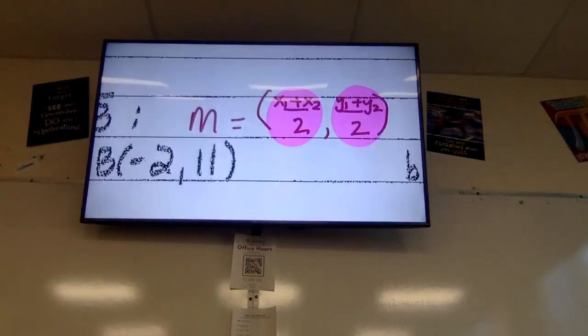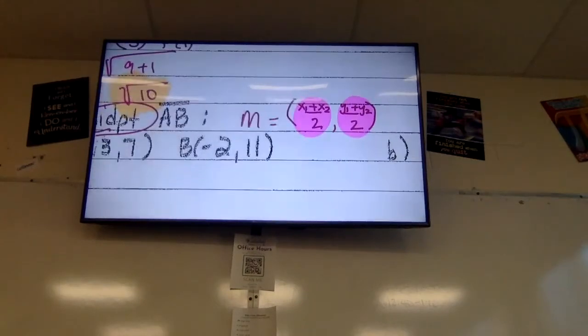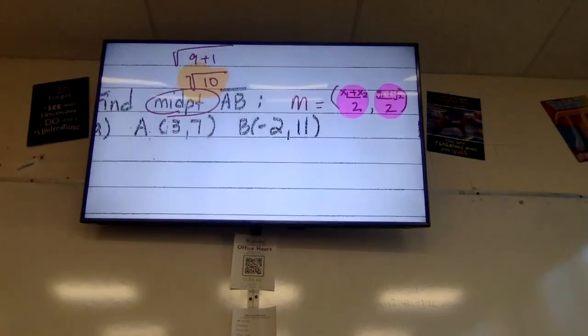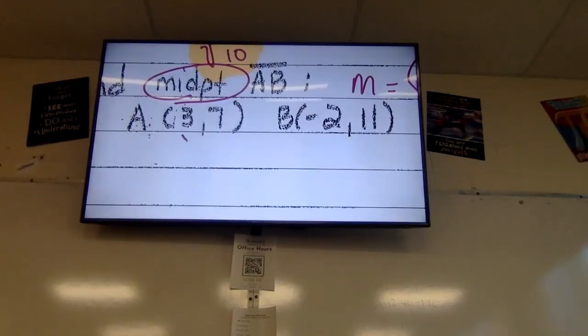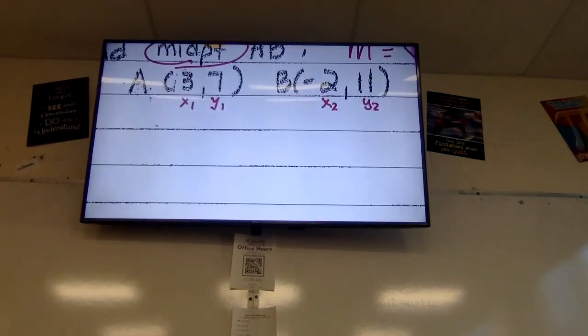The biggest problem I see here is that we forget that it's a plus between them. It's not a minus like almost all of our other formulas, it's a plus right there. So I'm going to do this one out with you guys right now. My A is going to be x1, y1. My B is my x2, y2. And when I do my midpoint, I'm going to do my x's added together, so 3 plus negative 2 divided by 2. And then my y's added together, 7 plus 11 divided by 2.